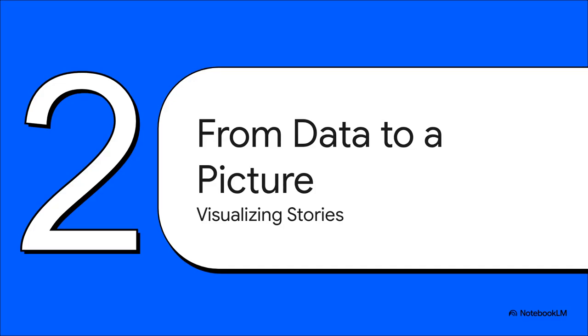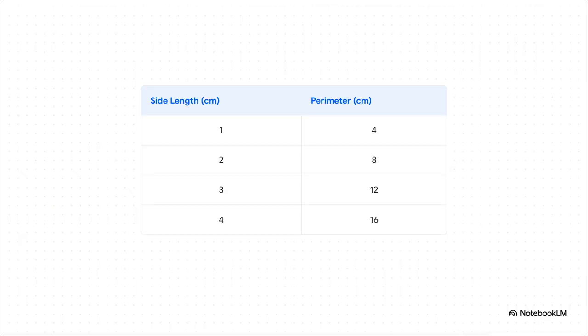To actually see the patterns, to see the relationships that are hiding inside all that data, we need to turn that data into a picture. We need to make it visual. We usually start with something that looks a lot like this, a simple table. This is how we organize our vocabulary. On the left, we've got the side length of a square. Over on the right, its perimeter. Now, the table does a pretty good job of showing the relationship. As one number changes, the other one changes right along with it. But we can do so much better.